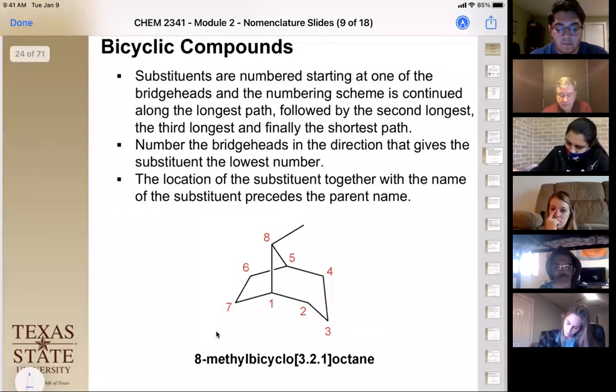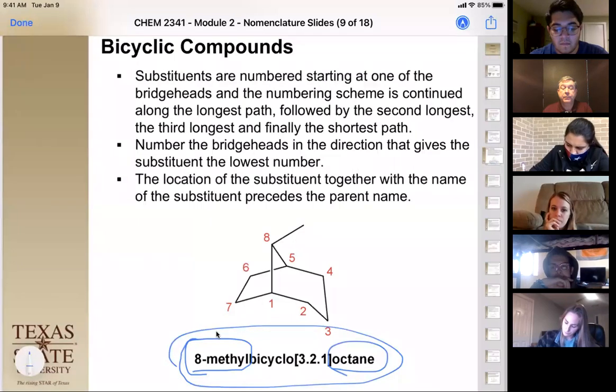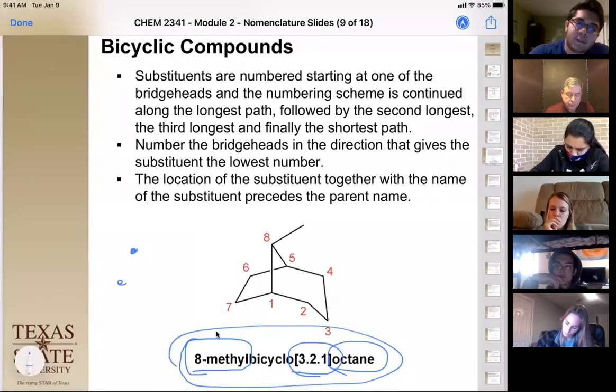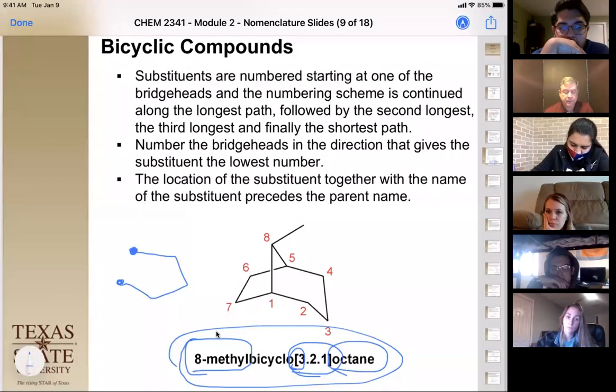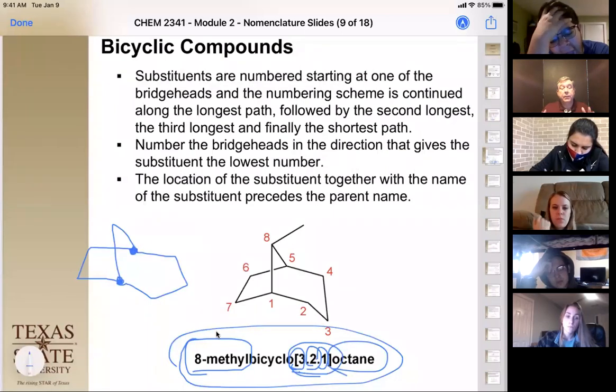Okay, so let's just take a look at this name right here. We have octane, it means we're gonna have a total of 8 carbons. We have a methyl group, so we have a substituent on that 8 carbon bicyclic compound. Okay, so if we were just to look at this name and say 3,2,1 octane, we'd want to draw it where we do 2 fusing carbons, and then let's do 3. 1 carbon, 2 carbon, 3 carbon bridge, fuse. Then we have the 2. 1 carbon, 2 carbon, fuse. Then we have the 1 carbon between the 2 fuses. And that's how we draw that structure.